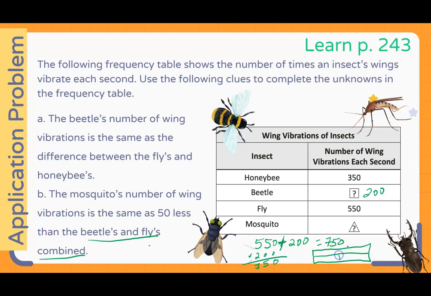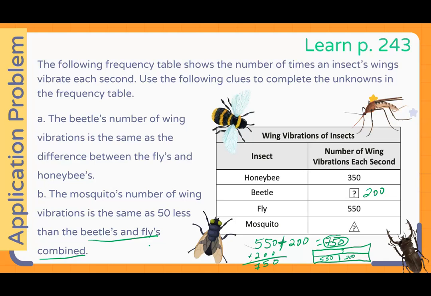We don't know the total, but we do know one is 550 and the other one is 200. And we have to combine them, so we have to add in order to get our total or whole, which is 750. That's the first part of what we're doing. This is a multi-step question. The total represents the total vibrations of the beetle and the fly.